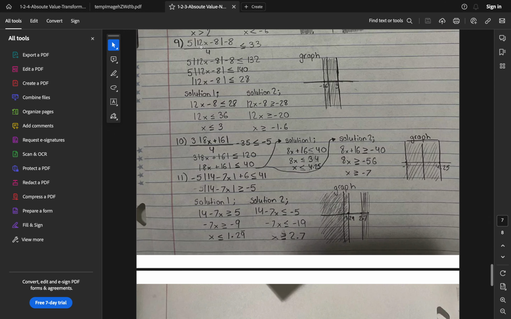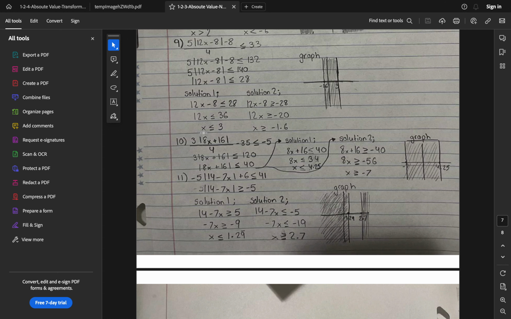Question number 9, we have 5 times the absolute value of 12x minus 8, divided by 4, has to be less than or equal to 33. We isolate so that we only have the numbers in the absolute value brackets. So it becomes the absolute value of 12x minus 8 has to be less than or equal to 28. We do it for both possibilities, and we isolate for x.